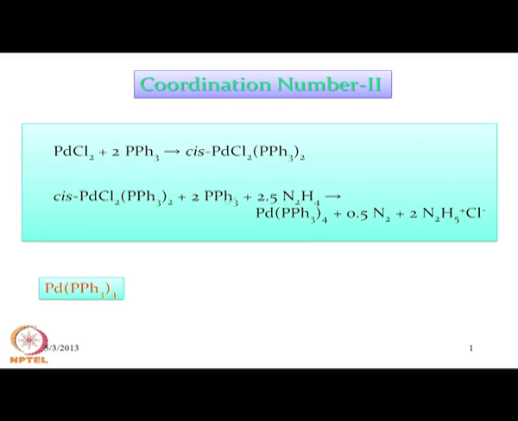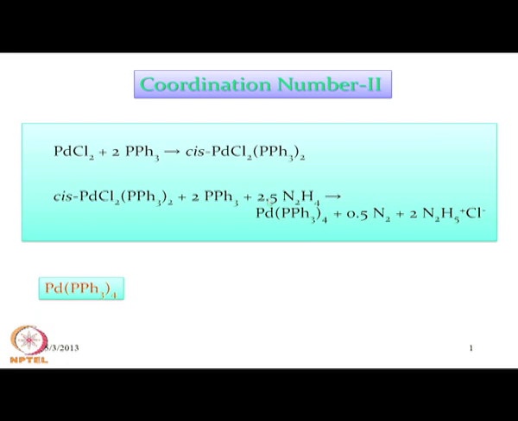and we also add an extra amount of triphenyl phosphine, because the molecule already has only 2 triphenyl phosphine ligands. So, we have to provide 2 more, and the reaction stoichiometry is 1:2:2.5, where this hydrazine is broken into 2 fragments. One is nitrogen gas, which is eliminated from there, and hydrazinium chloride is forming. So, 2 molecules of hydrazinium chloride are also forming, abstracting this particular Cl.